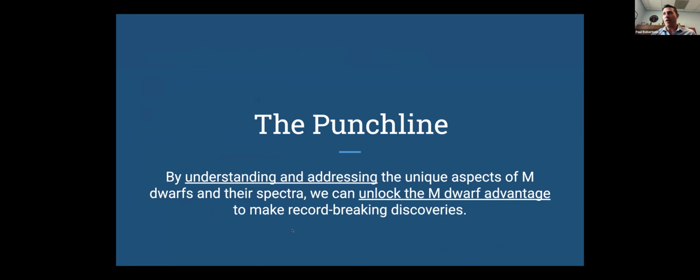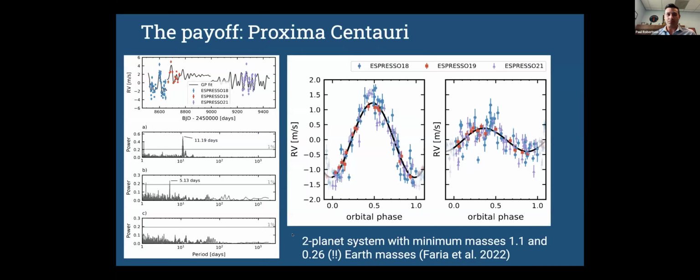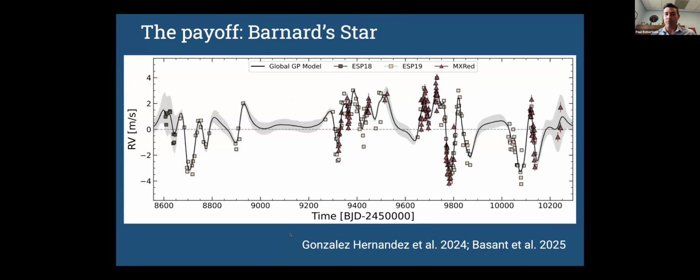And the discoveries that are being made are really incredible. So I'll come back to Proxima Centauri. Again, the orbital periods are short, but over years we do have to account for the stellar variability. When we do that, we get small planets in and around the habitable zone. The newest one has a minimum mass of just a quarter of an Earth mass. I think that's incredible. More recently, we saw a multi-planet system detected around Barnard's star.